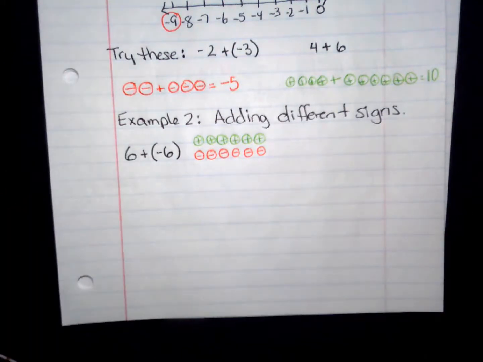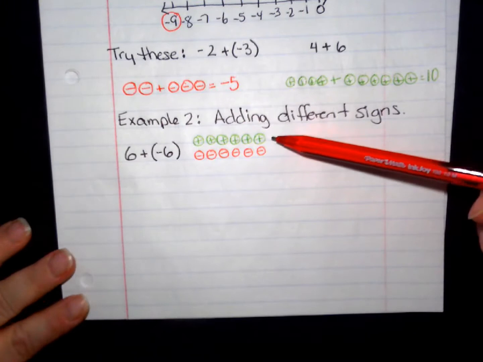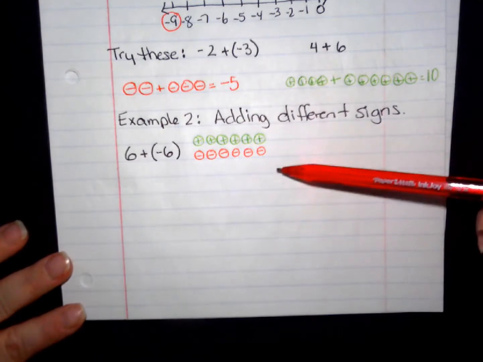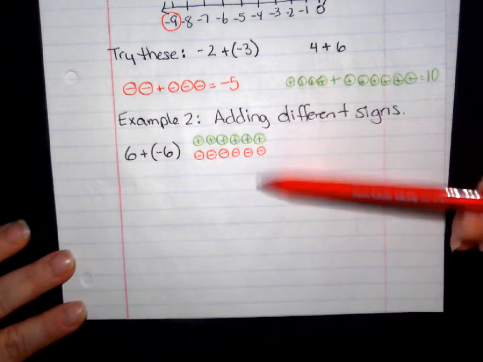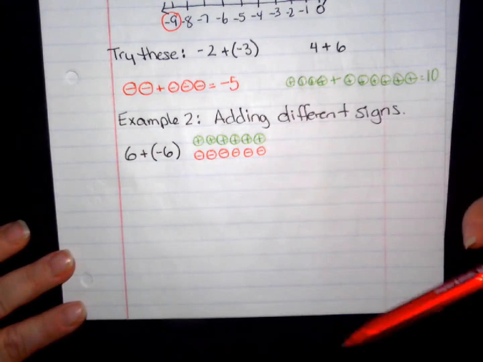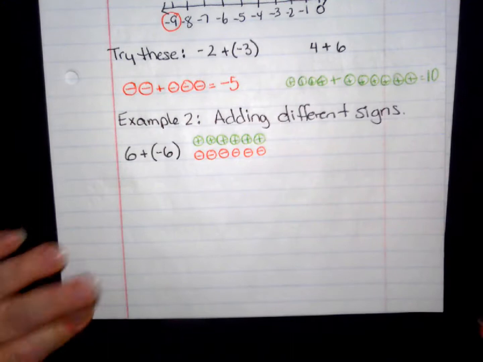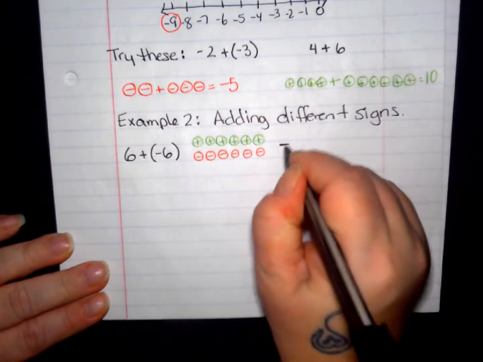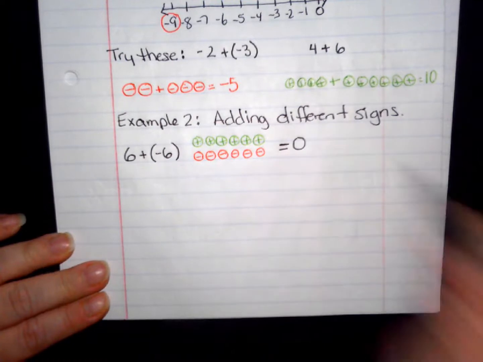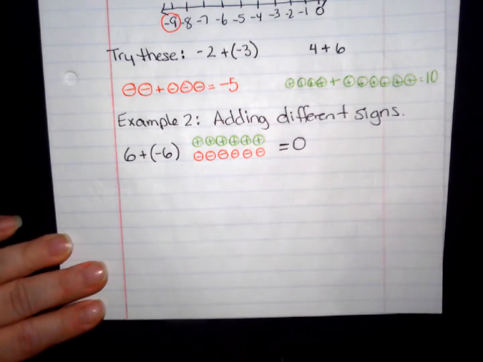Well, look at the model and tell me, what do you think is going to be your answer? If I have +6 and -6, and look at my model, what do you think happens? Hopefully, when you look at that, you see that what happens is the answer becomes 0. Okay, and I'm going to show you this on the number line so that you understand.